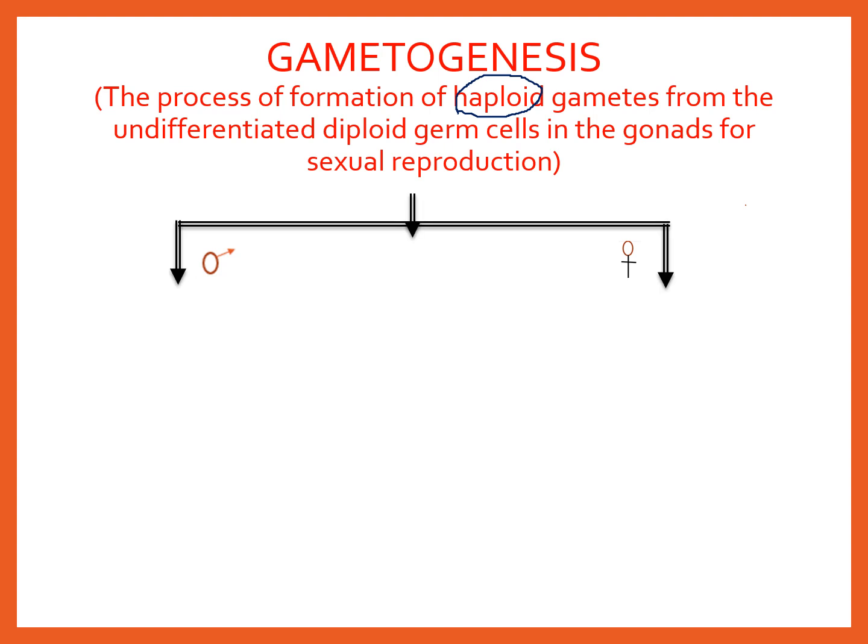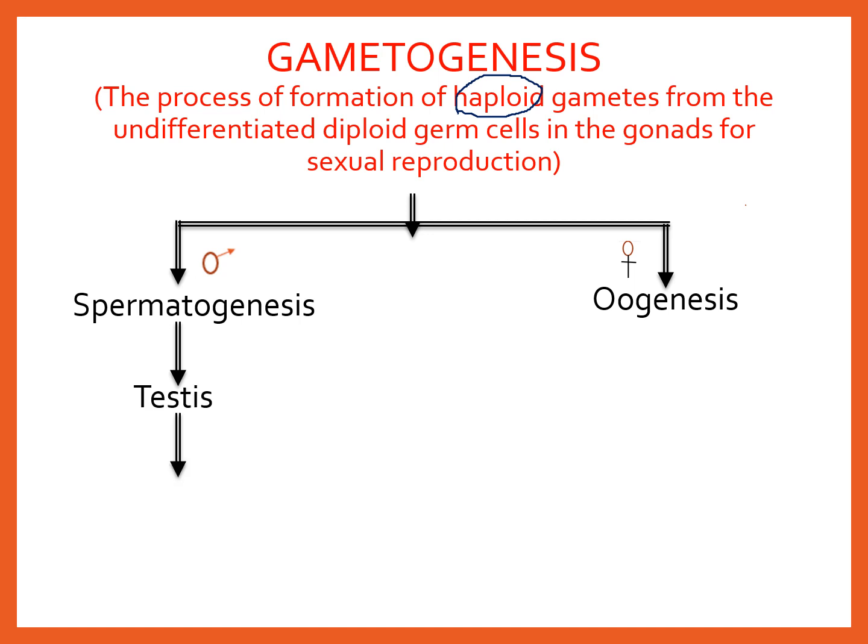So gametogenesis in humans we can divide into two, one in male and the other in female. In male it is called spermatogenesis and in female it is called oogenesis. Spermatogenesis occurs in testes where sperms are produced. Oogenesis occurs in ovary where ova are produced.